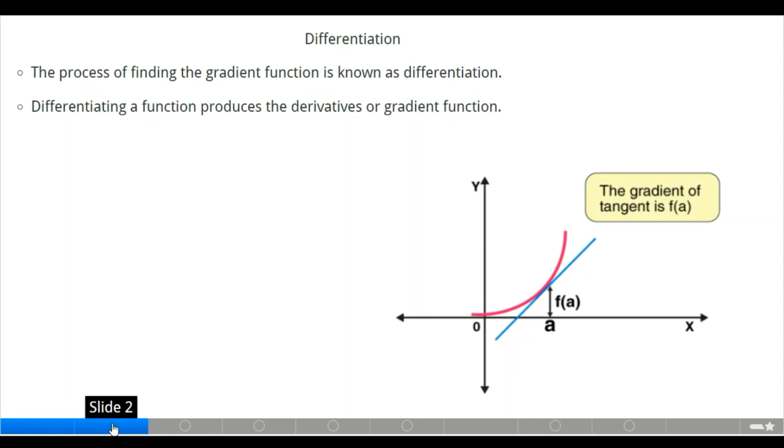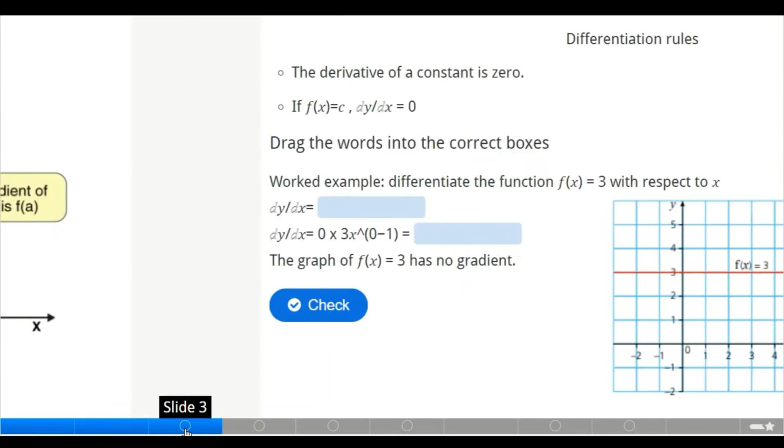So the process of finding the gradient function is known as what? Differentiation. Differentiating a function produces the derivative or gradient function. And what is the type of function that we differentiate? We differentiate a function y with respect to x, which is the independent variable.